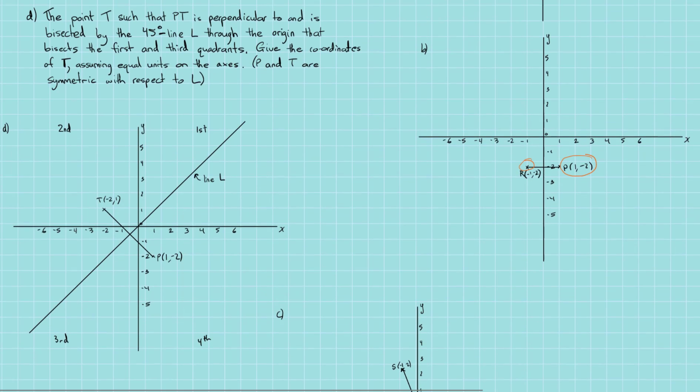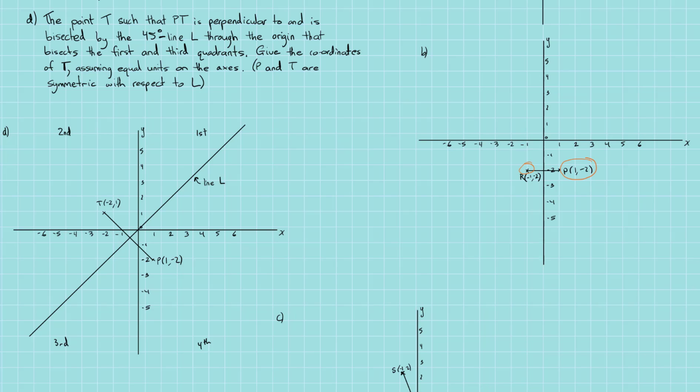And then D, it says the point T such that PT is perpendicular to and bisected by the 45-degree line through the origin that bisects the first and third quadrants. So the first thing to observe is the way the quadrants are labeled. We always go anti-clockwise. So the first quadrant is here, second, third, and fourth. This line L is a 45-degree line. And as they requested, it bisects the first and third quadrants.